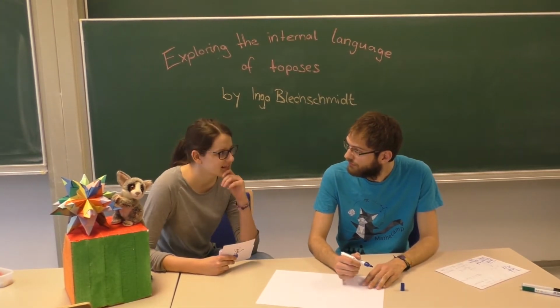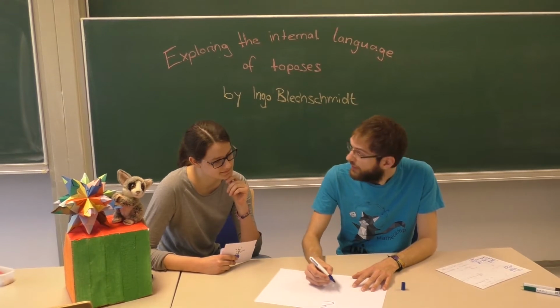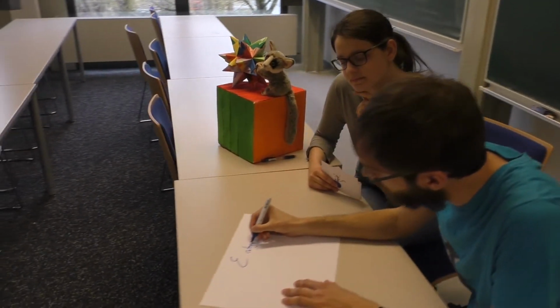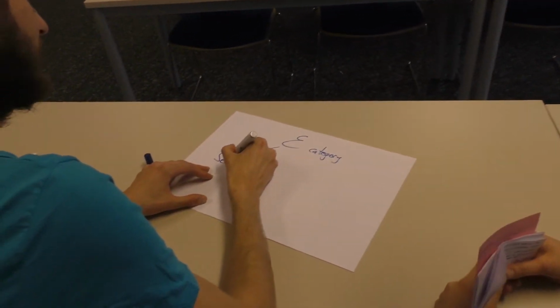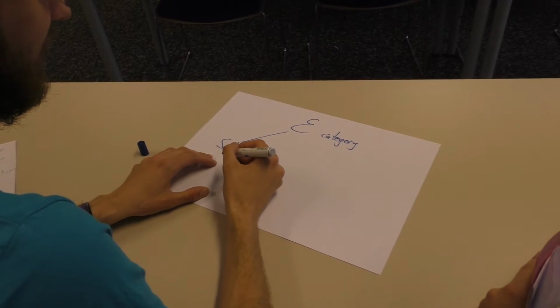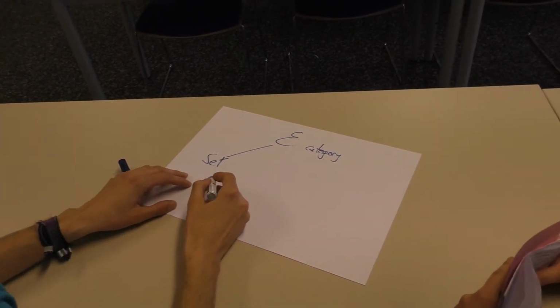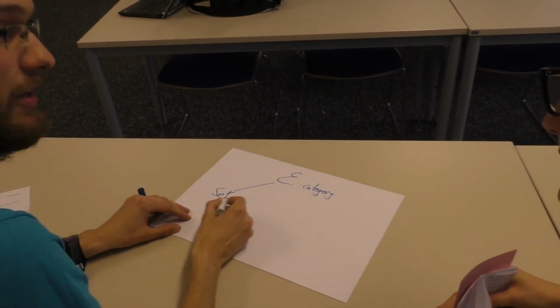But what exactly is a topos? Excellent question, Anna. So a topos is a kind of category, E. And you already know an example of a topos. For instance, the category of sets is a topos. The special thing about toposes is they all have a so-called internal language, which we can use to do mathematics in.